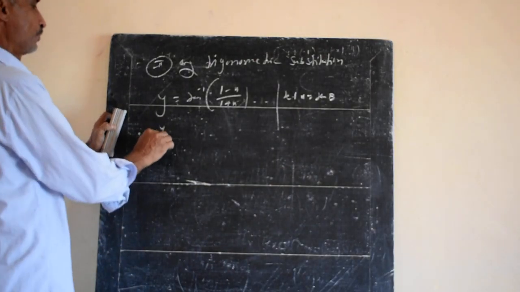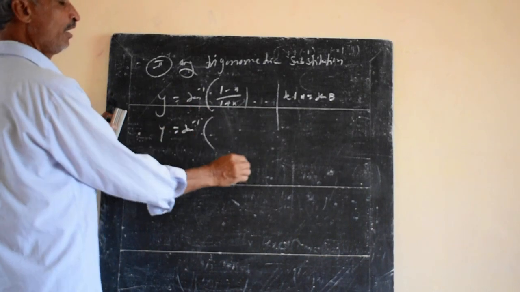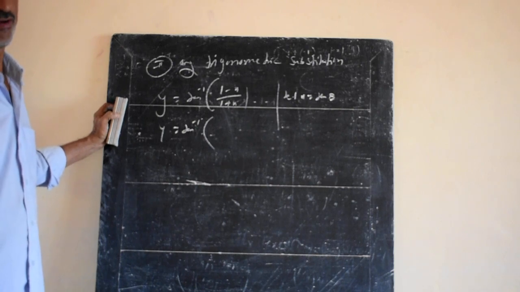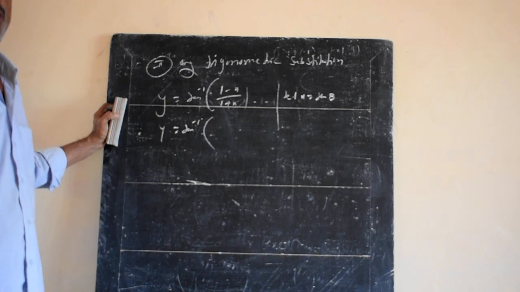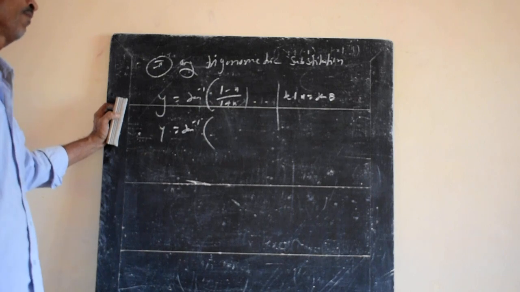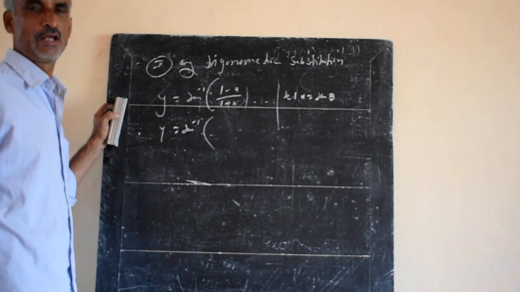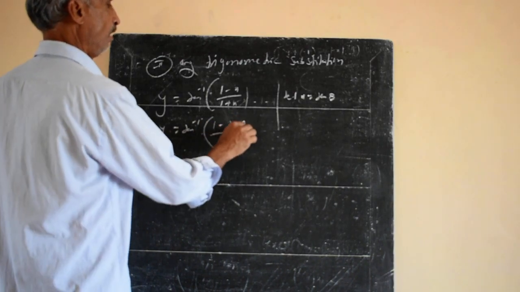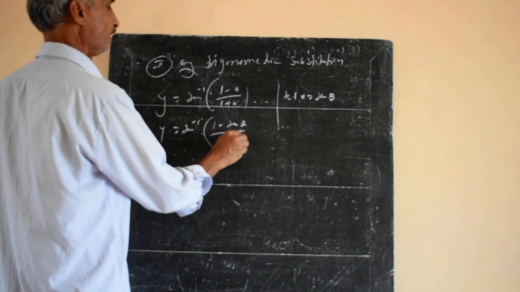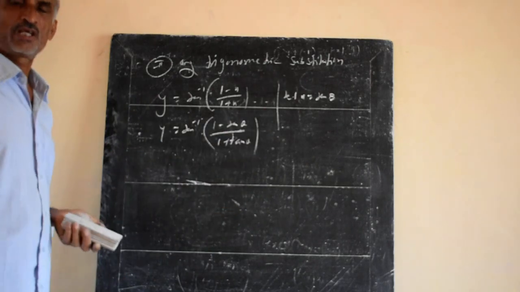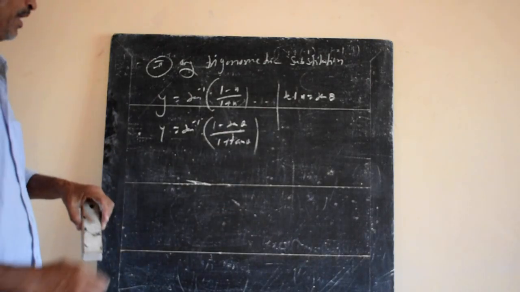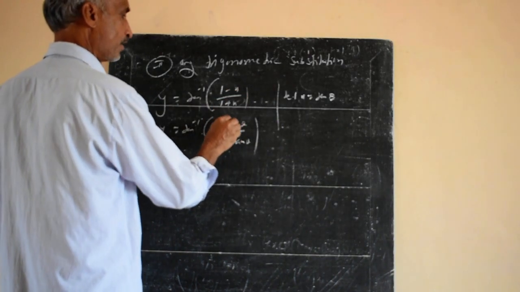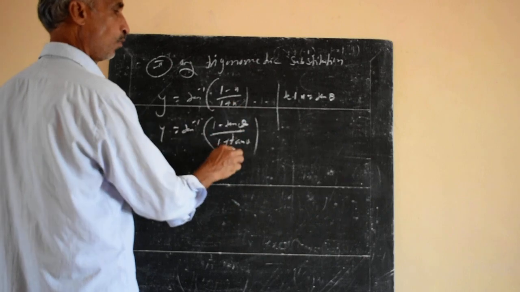Y equals tan inverse of, in the beginning of this year's class I had taken 2 hours to revise all the trigonometric formulas. Just go through those trigonometric formulas. Trigonometric formulas should be at the tip of your tongue. It is 1 minus tan theta upon 1 plus tan theta. Is it not? So what is 1 minus tan theta upon 1 plus tan theta? Since x is tan theta, it is 1 minus tan theta upon 1 plus tan theta.